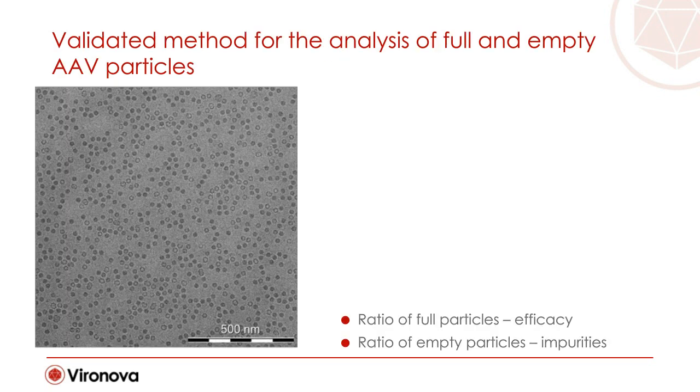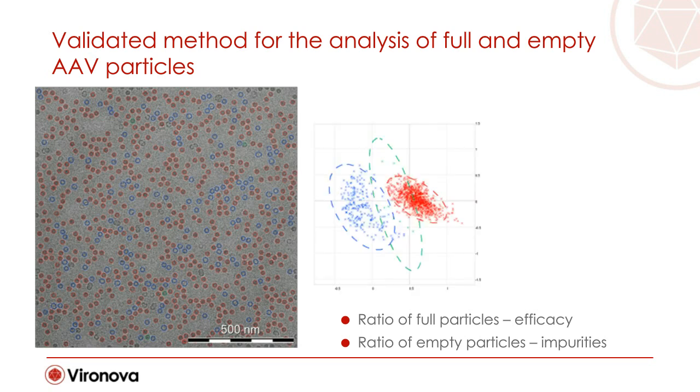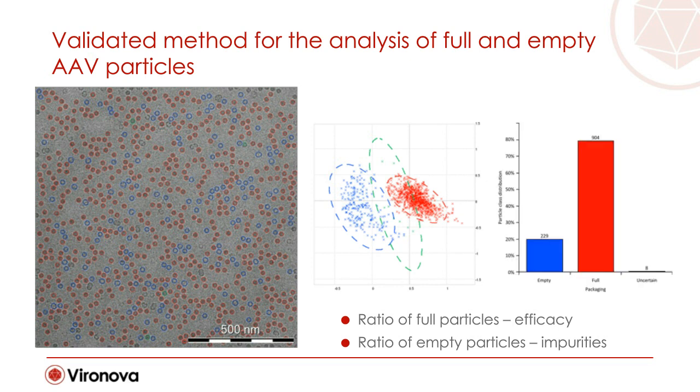Due to this, we always use cryoTEM when analyzing the level of full and empty AAV particles. We use our in-house developed software VAS to detect and distinguish between the full and empty particles. And for some of our clients' products, this method has been validated according to the principles of validation and analytical procedures ICH-Q2.